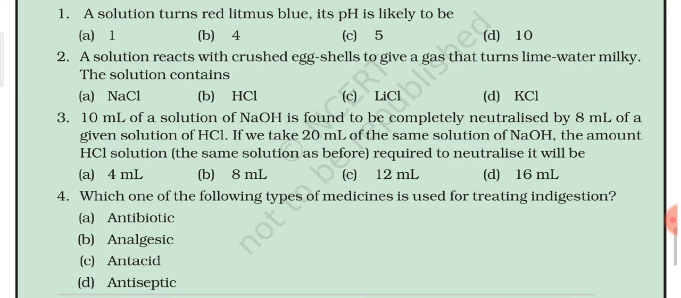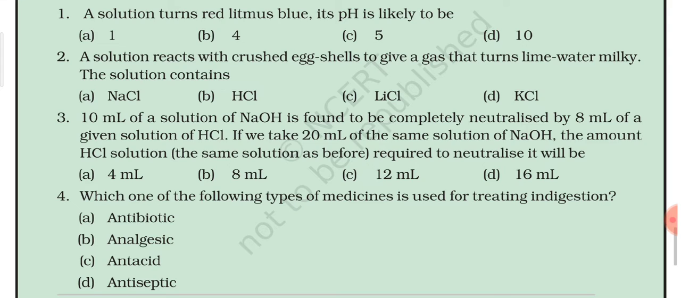Question number 2 is, a solution reacts with crushed eggshells to give a gas that turns lime water milky. The solution contains A. NaCl, B. HCl, C. LiCl, and D. KCl. Now, before answering this question, let us first discuss it. Here in this question, two important things are given. First is crushed eggshell, and the second thing is a gas is released which turns lime water milky.